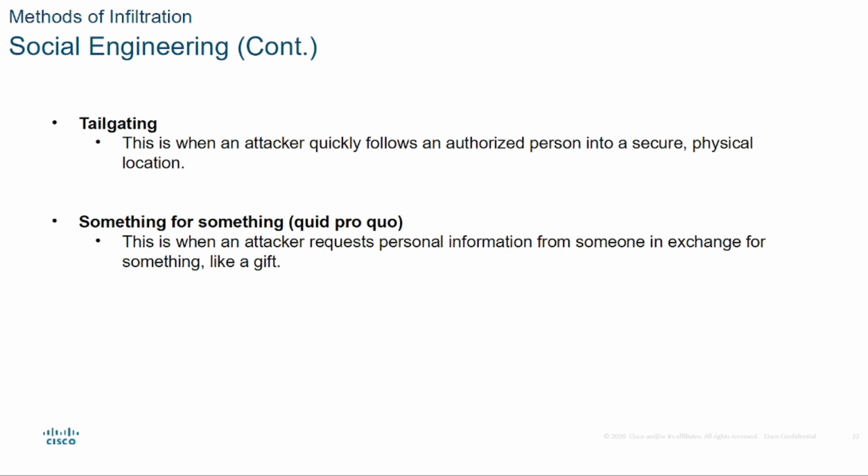Another method that social engineers use is tailgating. Tailgating is when an attacker quickly follows an authorized person into a secure physical location. Just like in organizations where you use access cards to access particular doors in the building, attackers, who can be external, do not have access to that particular door. So when a privileged user with access opens the door, an attacker immediately sneaks in before the door closes.